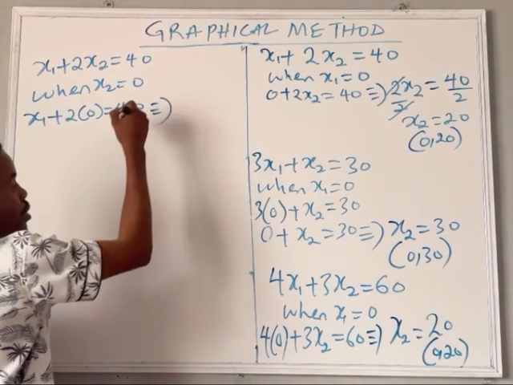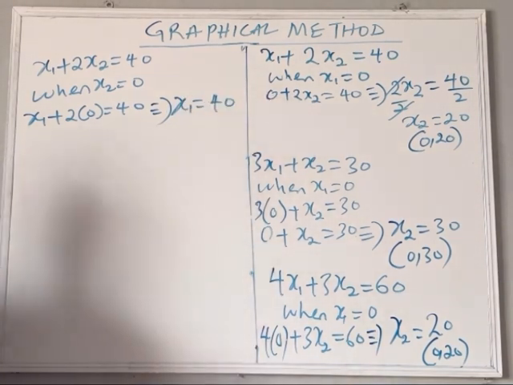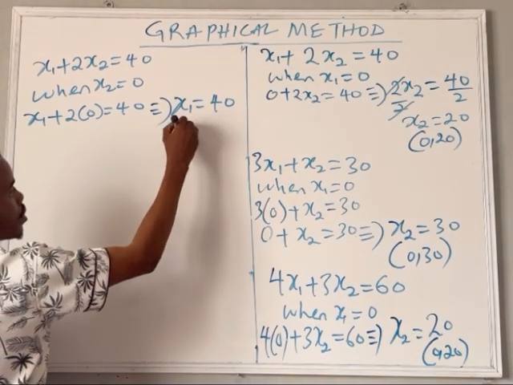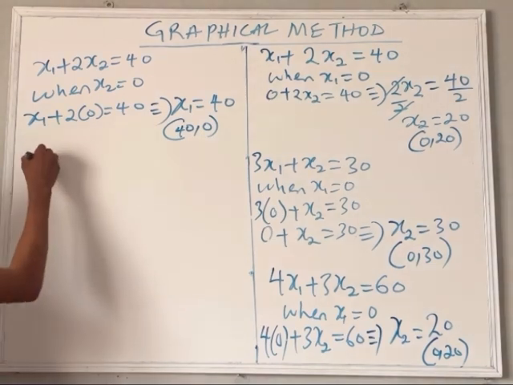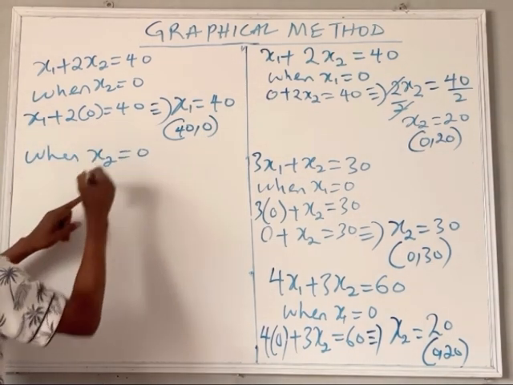So this is equivalent to saying that our x1 is equal to 40. So when our x1 is 40, our s2 is 0.